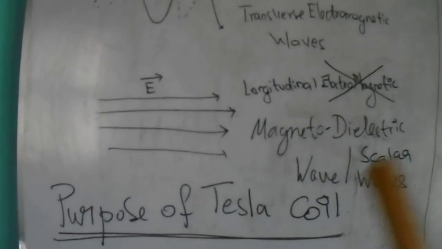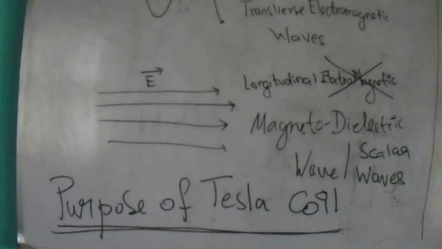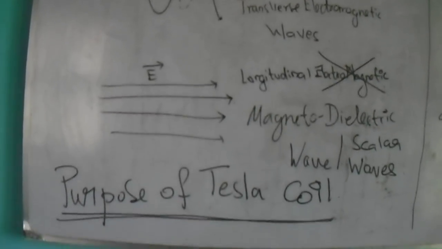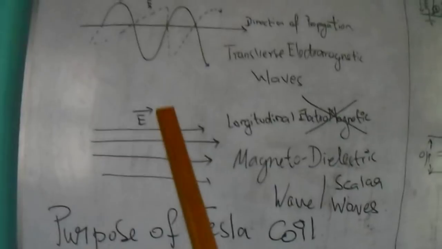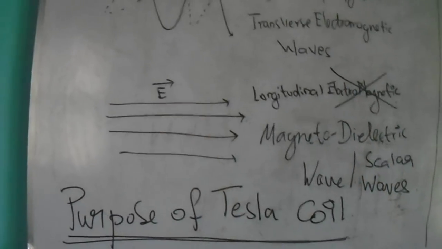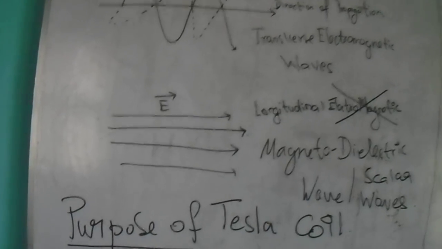Now going to the second component, which is the longitudinal magnetodielectric or scalar waves: how is it produced and how does it work? Believe it or not, these waves are created by a capacitor. Yes, it is created by a capacitor.